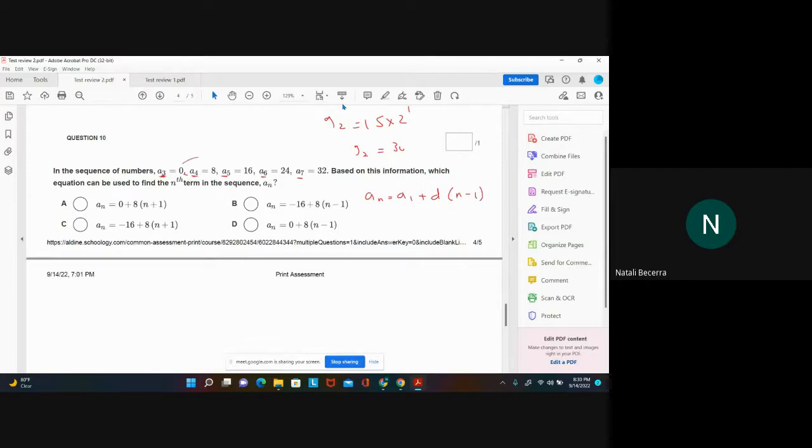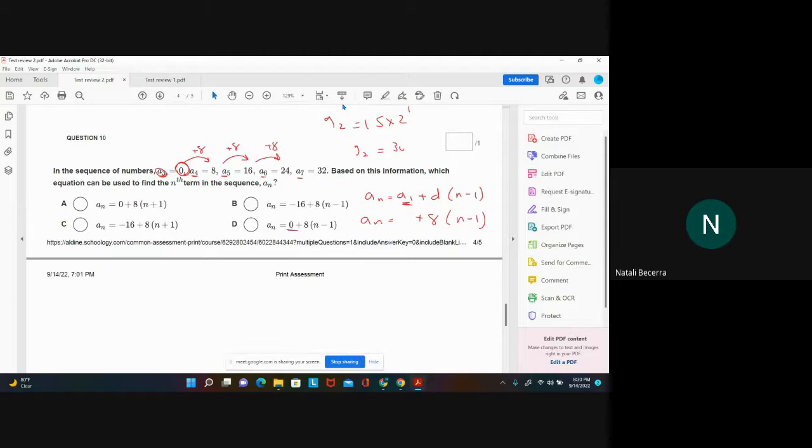Okay, these numbers are all increasing by 8. 0 plus 8 gives you 8 plus 8 plus 8. So I have d equals 8 because that's my common difference. Bring everything else down. A1 was my first term. Well, I know it's not 0, even though that's the first number they gave me. It's not 0 because that's the third term. That's what this 3 means. So they try to trick you.